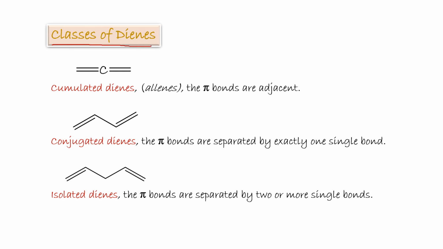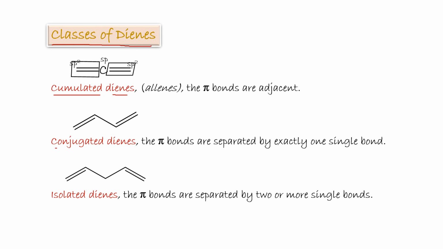Classes of dienes, we have three types. 1,2-diene, we call it cumulated diene, where we have the central carbon sp hybridized, and the two terminal carbons are sp2. So the planes of these two double bonds are perpendicular to each other.